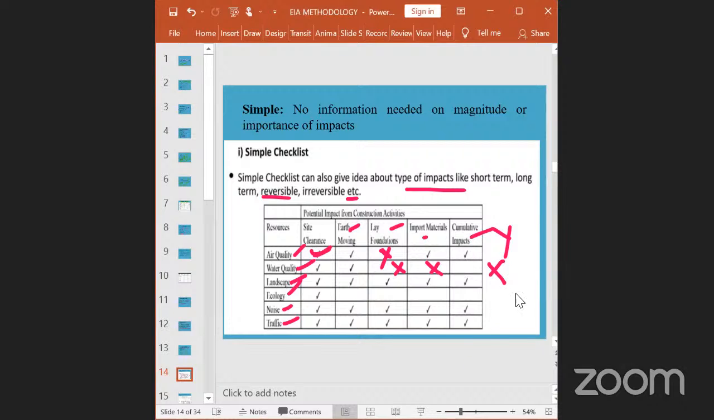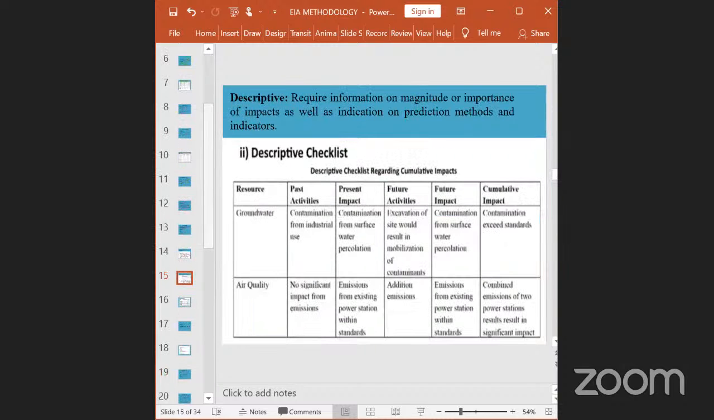This tick mark confirms that the impact is there. A cross, or leaving an empty box, means no impact here. So this is the simple checklist method. And descriptive: descriptive checklists require information on the magnitude or importance of the impact, as well as indications on prediction methods and indicators.